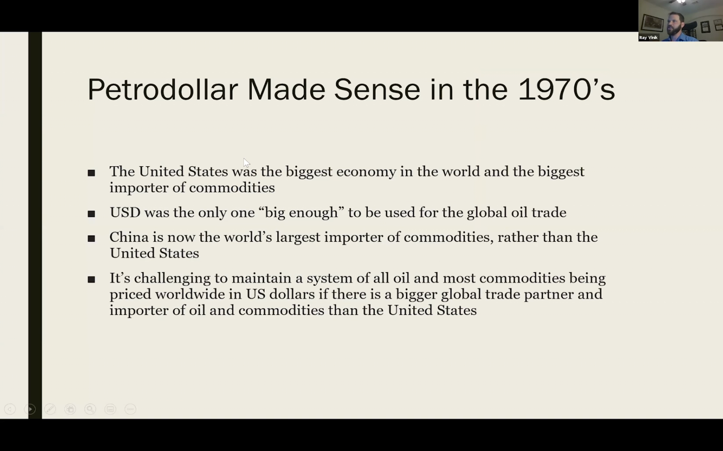All right. So the petrodollar made a lot of sense in the 1970s, right? The US was the largest economy in the world, and it was also the biggest importer of commodities. The USD was the only currency in the world that was big enough to trade oil with on a global scale. But the problem is that China is now the biggest importer of commodities in the world, importing more than the United States. And it's very challenging to have a system where oil and most commodities are priced in USD, where the biggest trading partner is not the US.